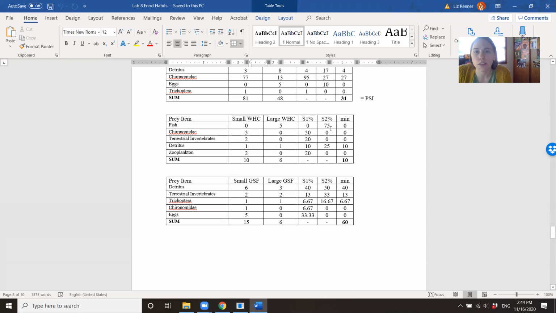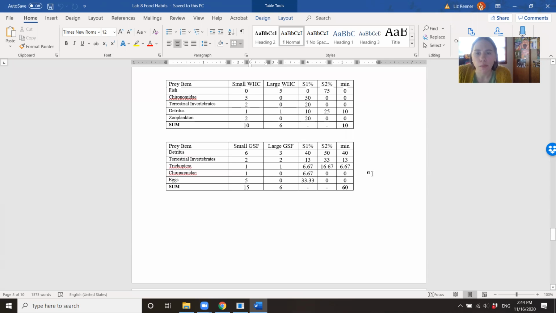And so S2 here is going to be 75%. Remember, we're getting the number of values and everything from the tables above, same fish, and so then we've got an S1 of 50% versus 0, minimized to 0, 20 and 0, 0. Between 10 and 25, the minimum would be 10. We take that value, 0 versus 20, the minimum is 0. For a grand total, your PSI is 10 for your proportional similarity index.